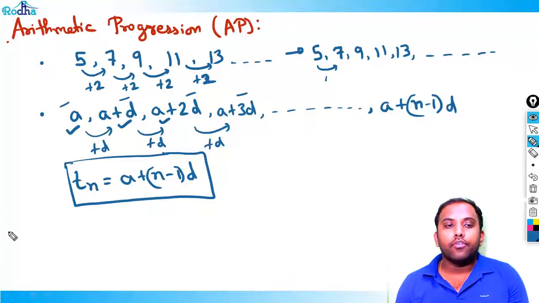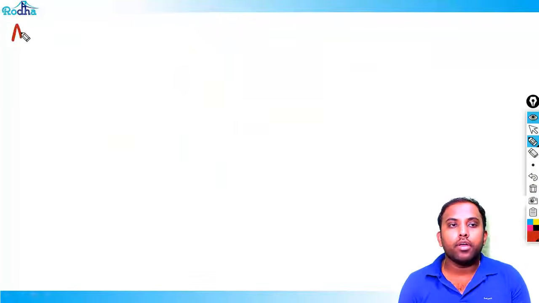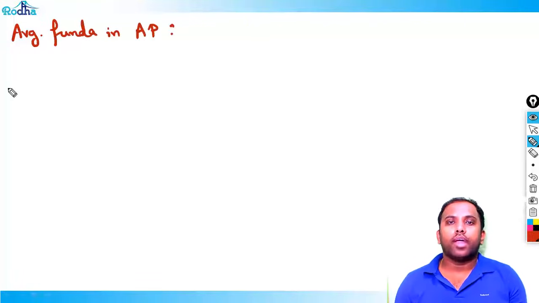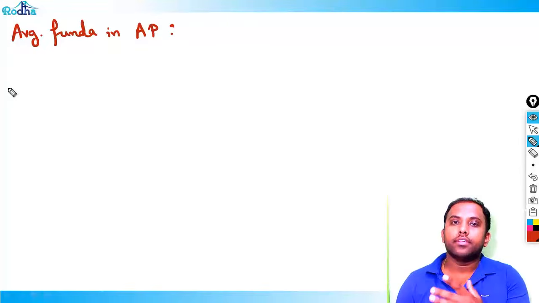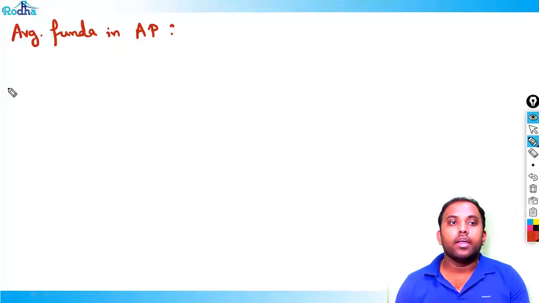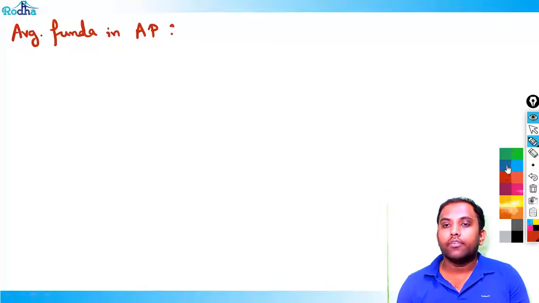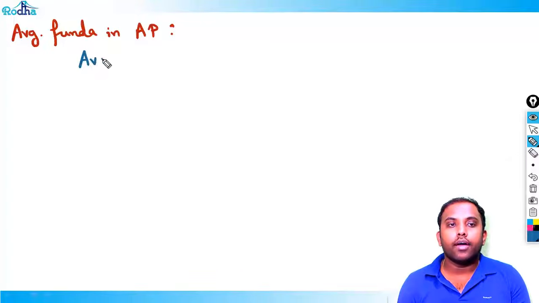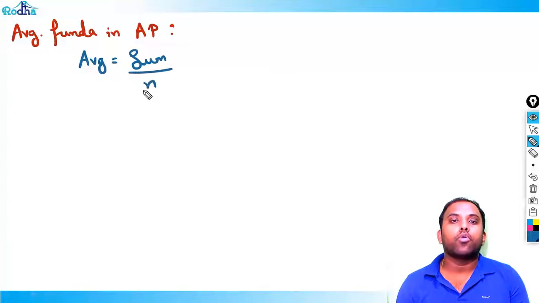Now, the average funda in AP. Once you know about AP, now we can discuss the average funda in AP. We have seen how to calculate average in the average chapter in arithmetic. Here also we can use this average funda in AP. How to use it basically? I know that average is always equal to sum of numbers upon number of quantities. How many numbers are there, dividing by it. This is the average of the numbers.